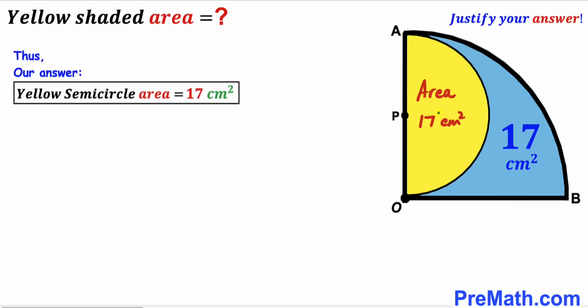And now let's make an observation. We can see the area of this yellow shaded region is equal to the area of this blue shaded region. And that's our final answer.